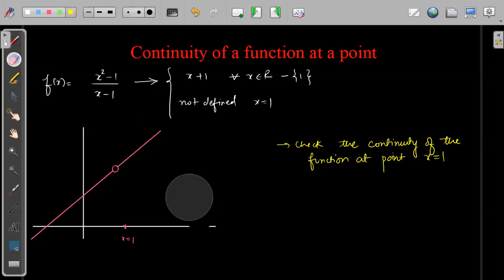Remember what we were talking about? We were always talking about x tending to 1 plus or 1 minus. We were never talking about 1. Remember, this is the only concept of limit and continuity. Don't make a mistake in this. So now suppose somebody says, tell us about the continuity of this function at point x equal to 1. And why is he saying check the continuity at x equal to 1?